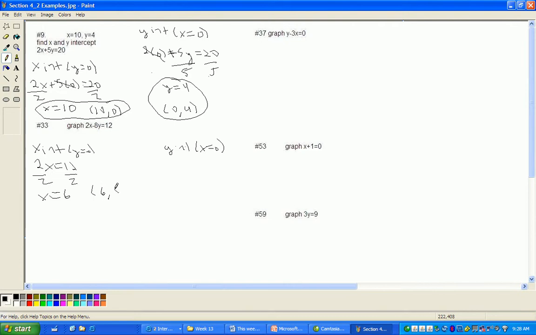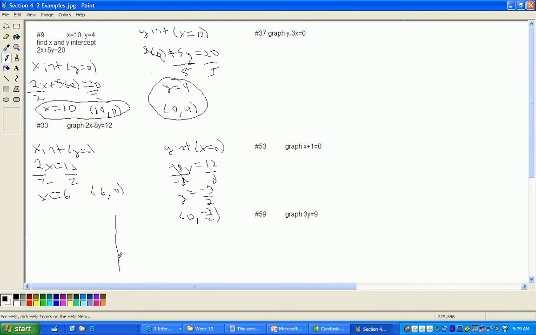Now if we find our y-intercept, we say x equal to 0, so put a 0 in there. We get negative 8y is equal to 12. Divide both sides by negative 8. Y is equal to negative 3/2. So our point here is going to be 0, comma, negative 3/2. Now what the book also likes for you to do is to find one other point in here just to check your work. You can go ahead and do that. I'm not going to do that here just to save a little bit of time.